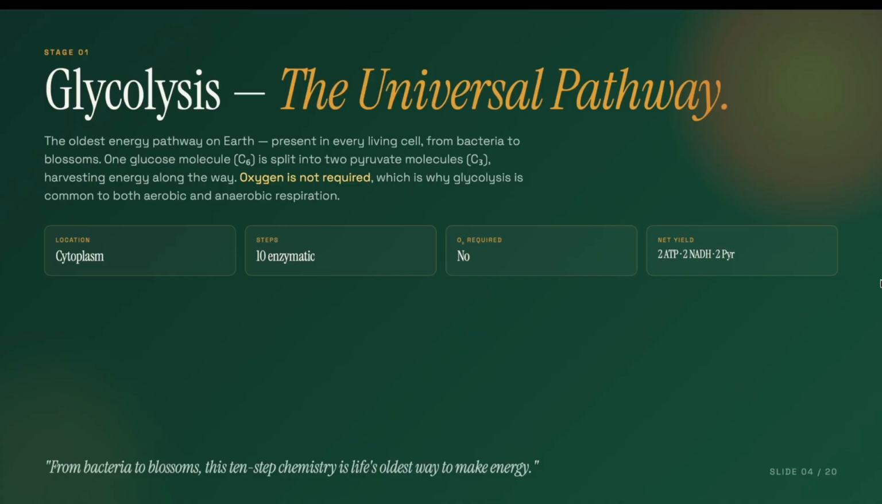Now let us start with glycolysis. Glycolysis literally means sugar splitting. Glyco means sugar, lysis means splitting. It has two phases. Phase 1 is the energy investment phase. You actually spend 2 ATP to activate glucose and convert it into fructose 1,6 bisphosphate. Then this 6 carbon sugar splits into 3 carbon molecules called glyceraldehyde 3 phosphate.